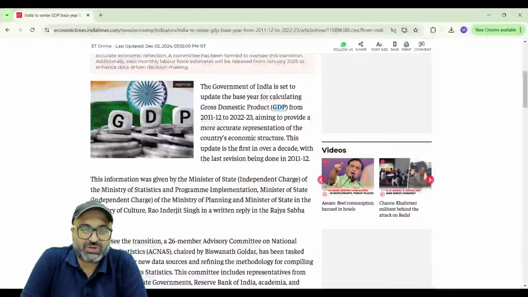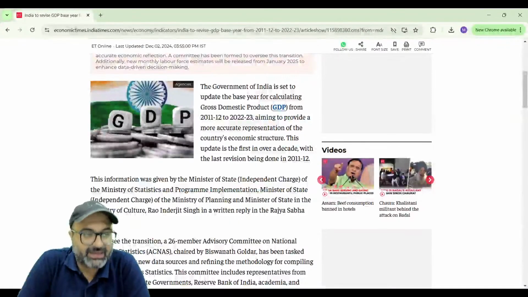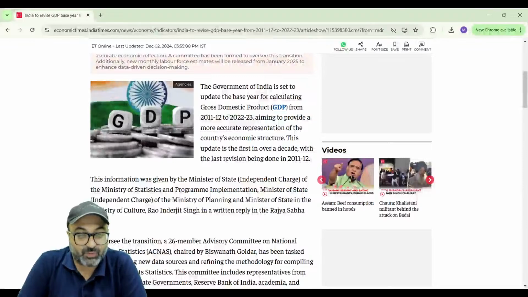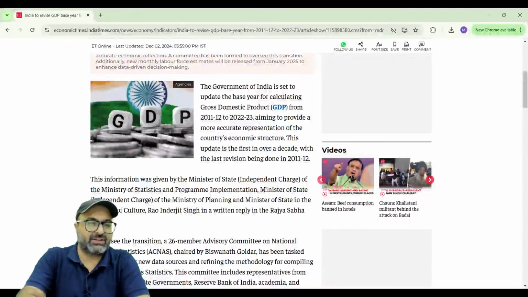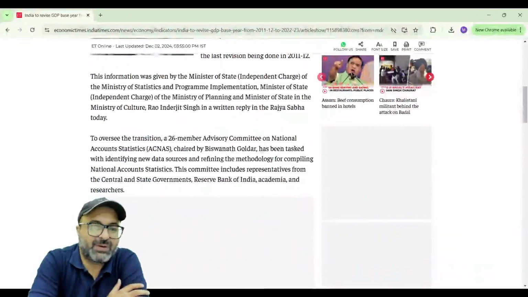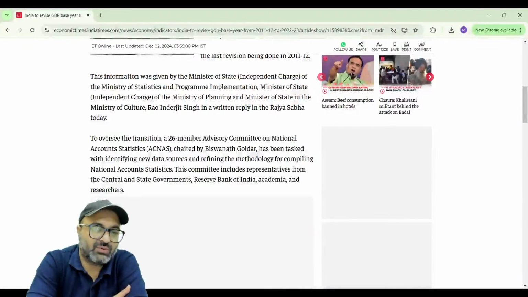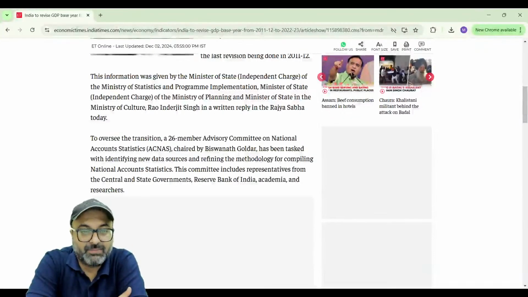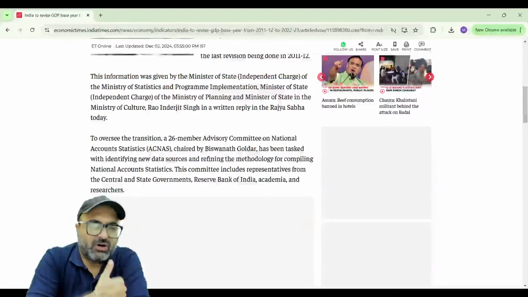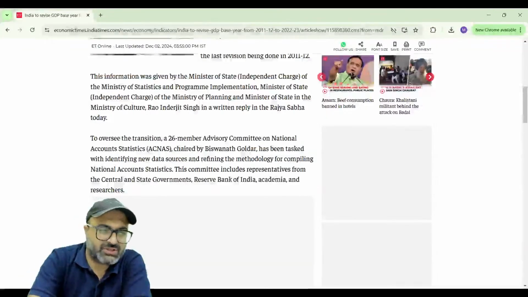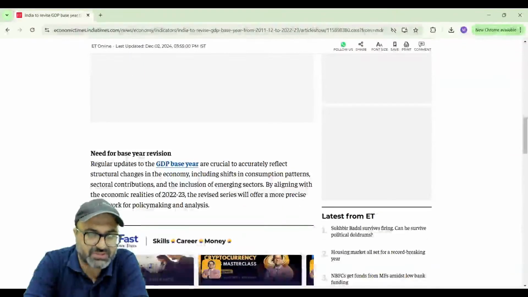This information was given by Rao Inderjeet Singh, Minister of State, independent charge, Ministry of Statistics and Programme Implementation, and Minister of State in the Ministry of Planning and the Ministry of Culture. To oversee this transition, a 26-member Advisory Committee on National Accounts Statistics, chaired by Biswanath Goldar, has been tasked to identify how this transition needs to be done, because all the calculations will be revised.